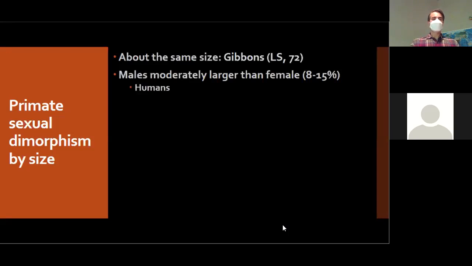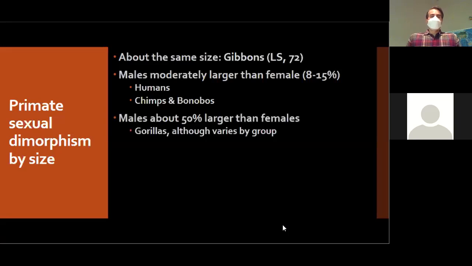Primate species you know and love. Humans are actually in this range. Interestingly, so are chimps and bonobos. So again, we talked about how the most recent common ancestor of humans, chimps and bonobos, those are the ones we're closest to evolutionarily speaking. It's also true that in terms of body size, we're kind of all within the same range.